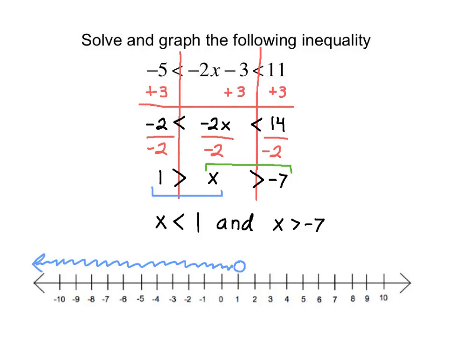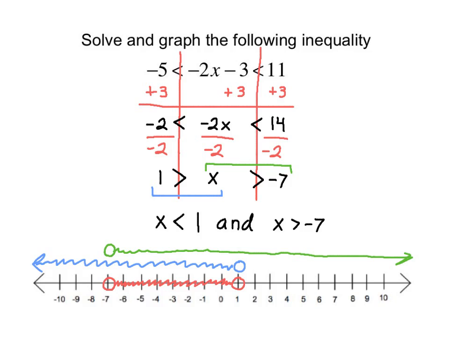The second one is greater than -7. So I'm going to go down here to -7. It's open again because it's not greater than or equal to, just greater than. And then here's our shaded solution, everything to the right, because it's greater than. But again, our final solution is only where they overlap, and I see them overlapping between -7 and +1. So I can go ahead and say that my final solution is -7 to +1, only in between where they overlap.